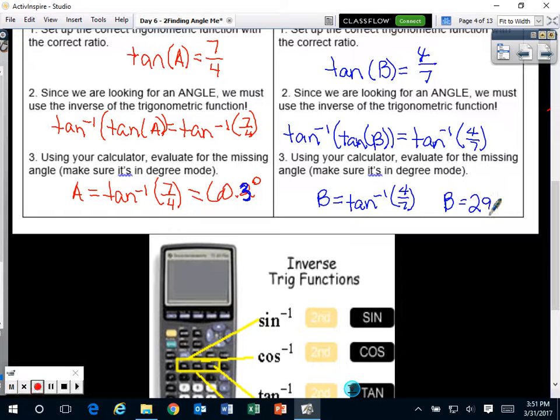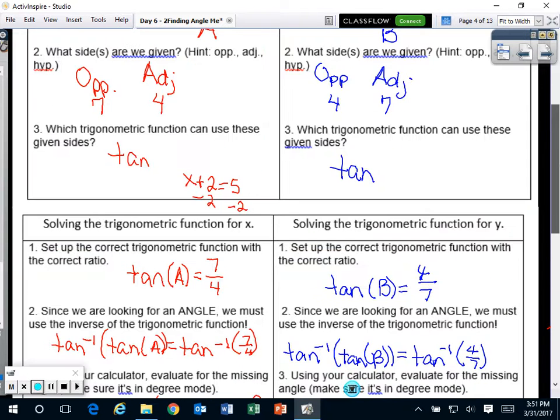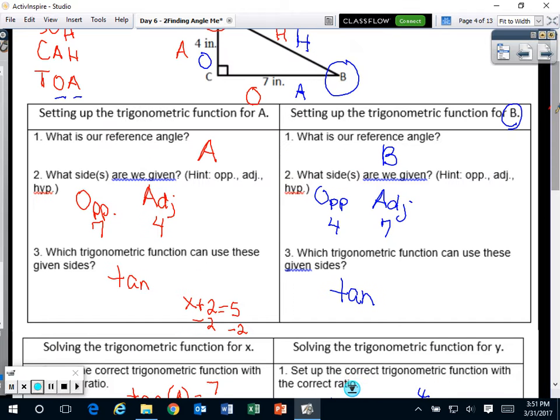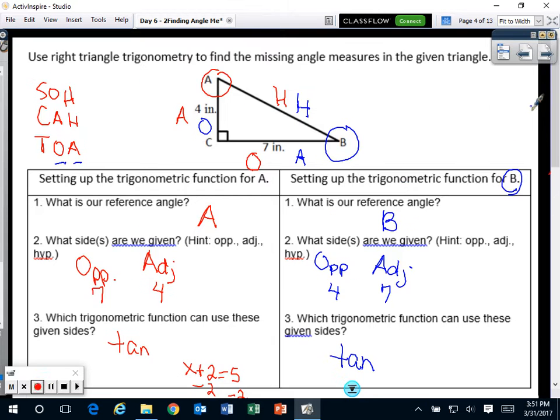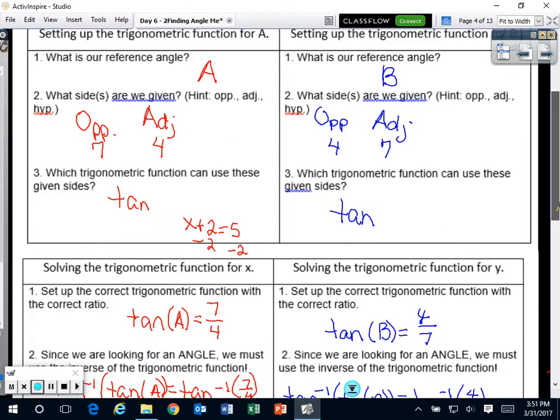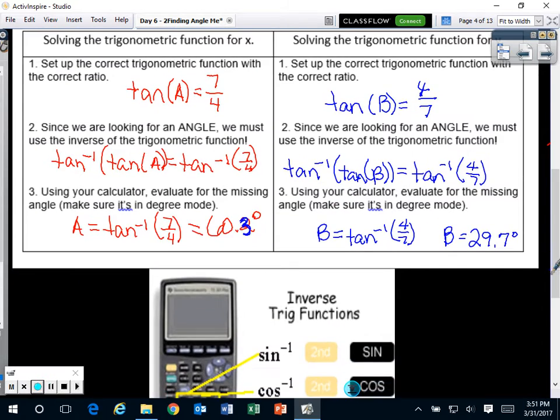and B equals 29.7. Now the nice thing, the reason I was able to catch myself, is if you remember, on all your triangles, all three angles always add up to be 180 degrees. So when I add the two angles that I got plus the 90-degree angle that was already there, it should equal exactly 180. I noticed I was off a little bit on my decimal here, so I knew I must have rounded wrong a little bit. Okay? So always check yourself before you wreck yourself. All right, next page.